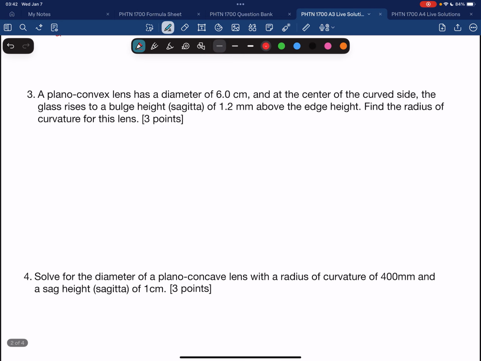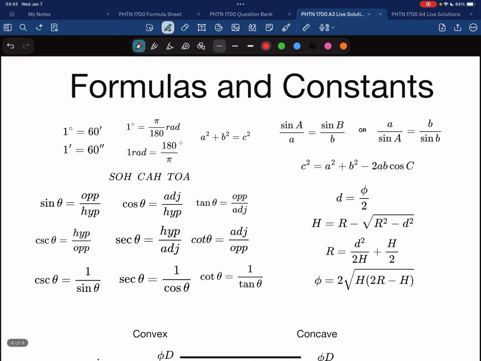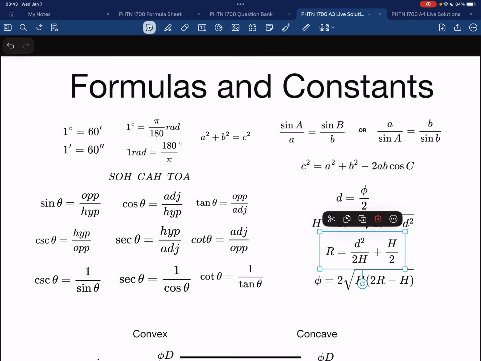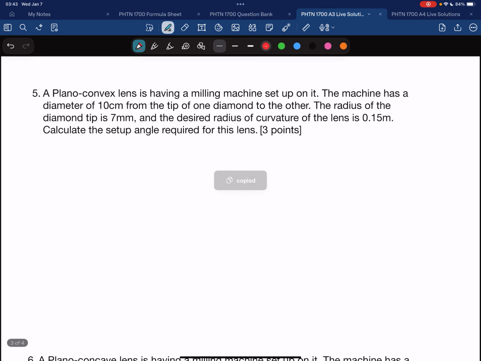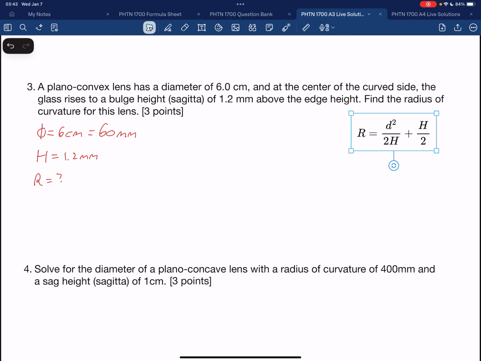Number 3, a plano convex lens has a diameter of 6 centimeters. That is 60 millimeters. We get a bulge height of 1.2 millimeters. And we're asked to find the radius of curvature. So from our formula sheet, we are going to need this formula over here.